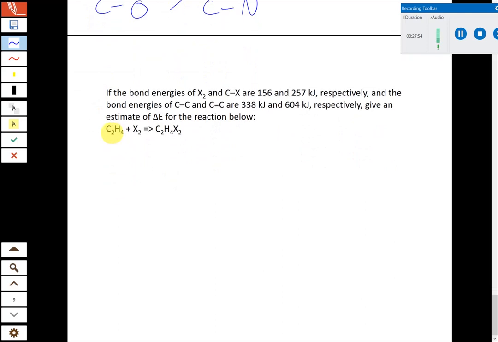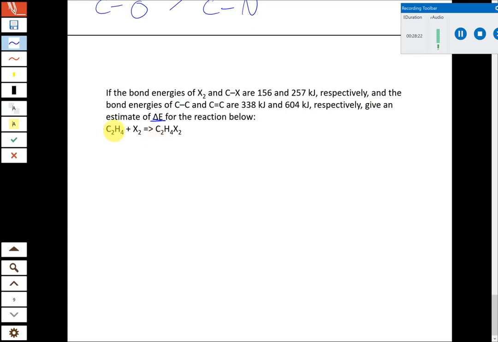All right, the last one we want to go through here is: the bond energies of X2 and CX are 156 and 257 kilojoules respectively, and the bond energies of a CC single bond and a CC double bond are 338 and 604 kilojoules respectively. Give an estimate of delta E for the reaction below. So the key to doing this question is we have to be able to draw Lewis structures of the reactants and products to make sure that we have the correct number of bonds and the correct bond order.